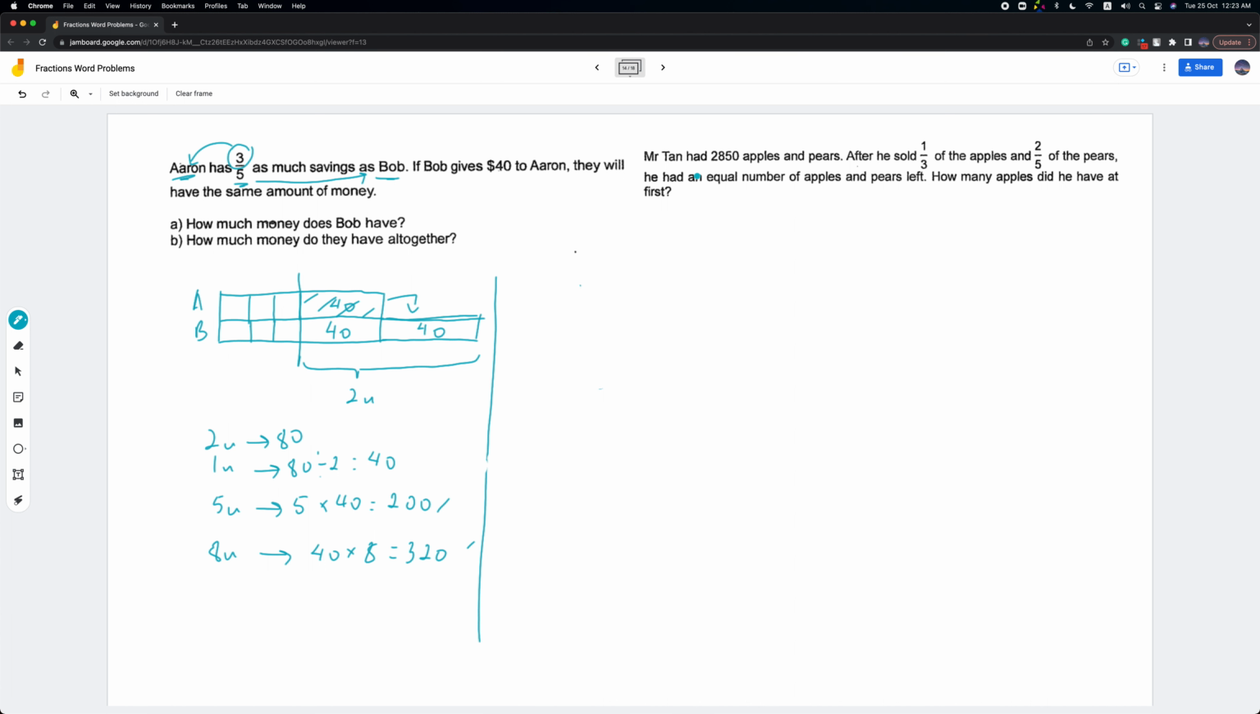Alright, next. Mr. Tan had 2,850 apples and pears. After he sold 1/3 of the apples and 2/5 of the pears, he had equal number of apples and pears left. Okay, so this is left, this is sold. This is important because we want to talk about left. If he sold 1/3 apple, that means what's left is 2/3. And if he sold 2/5 of the pears, what's left is 3/5.